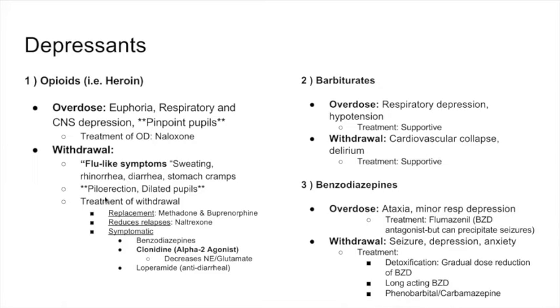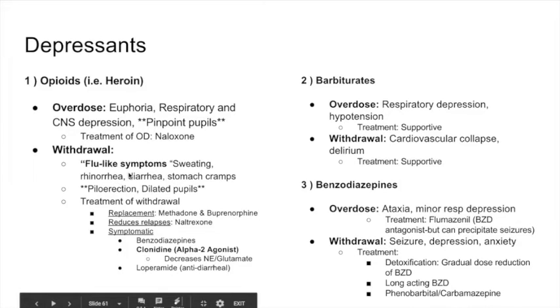Treatment of withdrawal is multimodal. You can replace the opioids using drugs like methadone or buprenorphine. Methadone is long acting, buprenorphine is a little bit shorter acting. You can reduce the relapses using naltrexone, and Mike, I believe, spoke to you about these drugs already. And then you can use symptomatic treatment like benzodiazepines, clonidine, which is an alpha 2 agonist because it decreases norepinephrine and glutamate release, and loperamide, which is an antidiarrheal, because you remember that patients get diarrhea from opioid withdrawal.